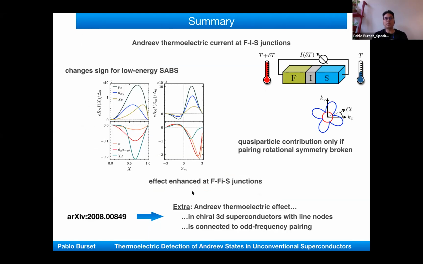So with this, I will give the summary. I repeat the story that we have an Andreev thermoelectric effect, very sensitive to the presence of Andreev bound states, and there are more details in our paper. So thank you very much for your attention.